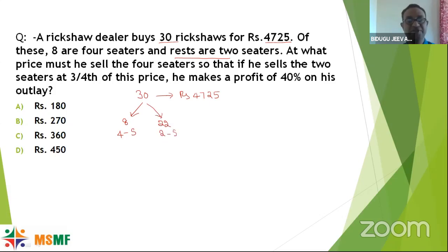Great. At what price must he sell 4-seater? This, how much he has to sell? This is our target. 2-seater, 3/4 of this price. Okay, this price, he makes a profit of 40%.